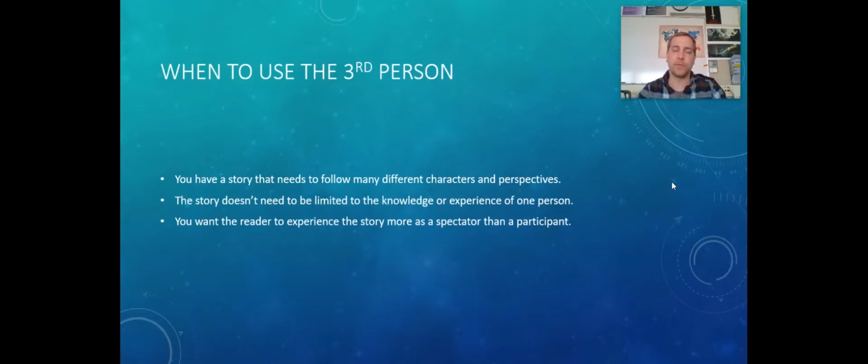And so when you choose third person narration, you're writing a story that wants to follow many different characters and perspectives. The story doesn't need to be limited to the knowledge or experience of one person. And you might want the reader to experience the story as more of a spectator than a participant. If you choose first person or third person, I really don't think you're going to go wrong. Second person would really be an advanced writing type that would be much harder to master.